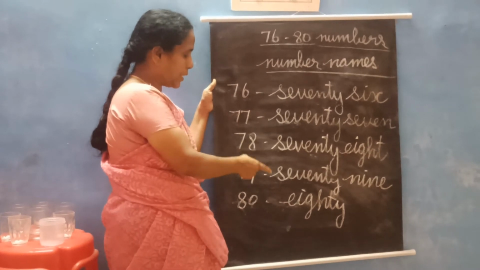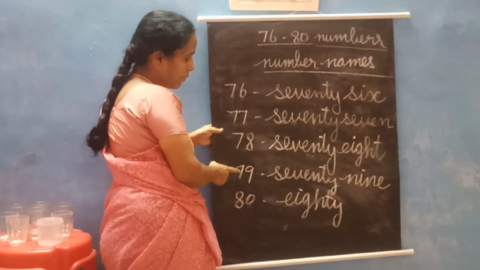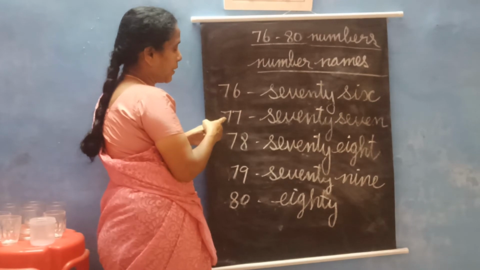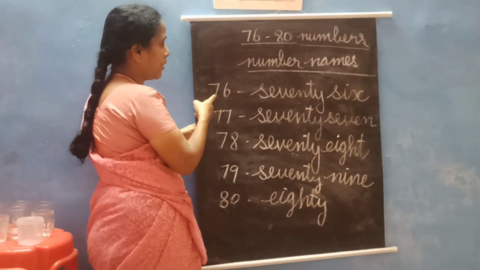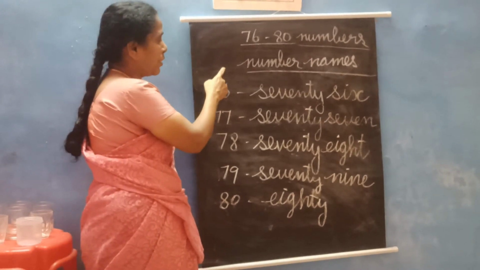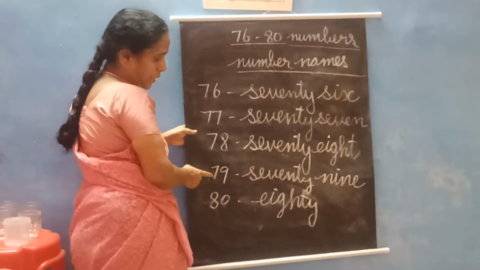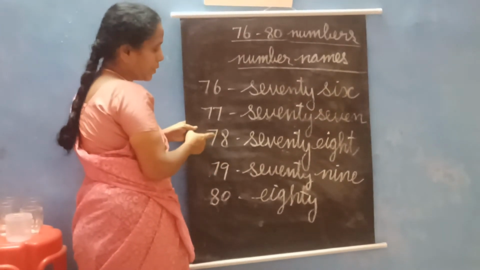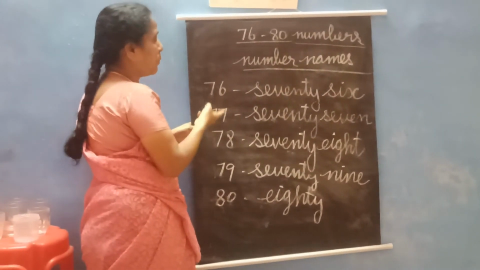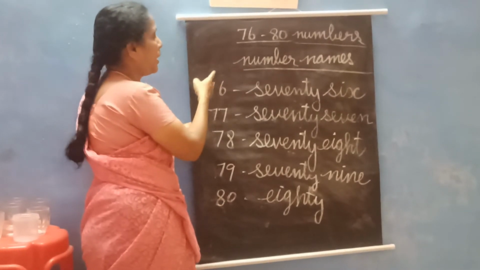80 before? 79. 79 before? 78. 78 before? 77. 77 before? 76. 76 before, what number will come? 75. Here number 75 will come. Again, 80 before? 79. 79 before? 78. 78 before? 77. 77 before? 76. 76 before? 75.